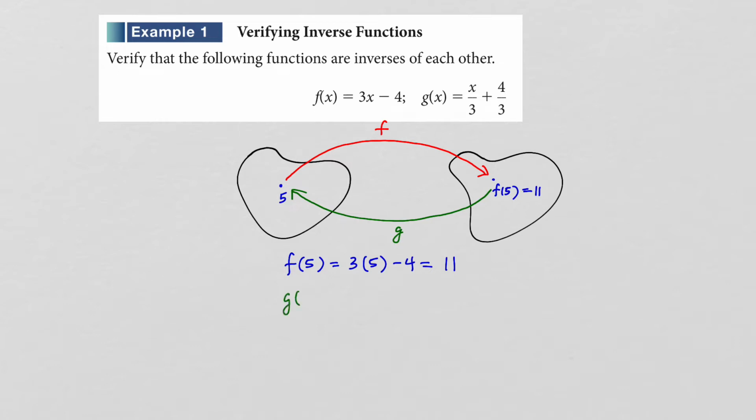What do we get if we plug the number 11 into the function g? Well, g of 11 is 11 over 3 plus 4 over 3.